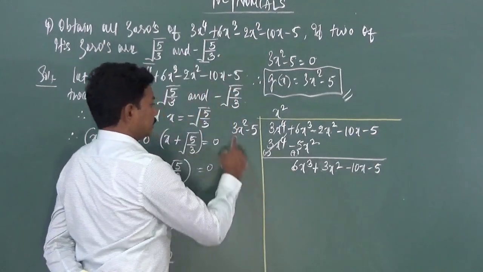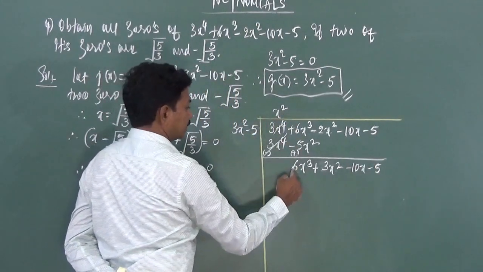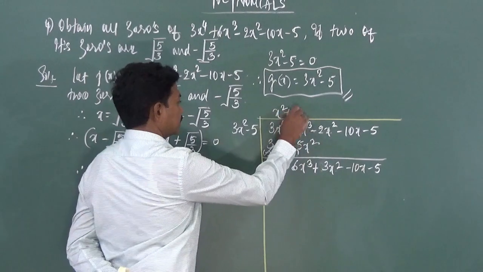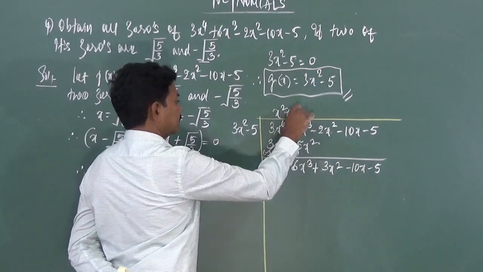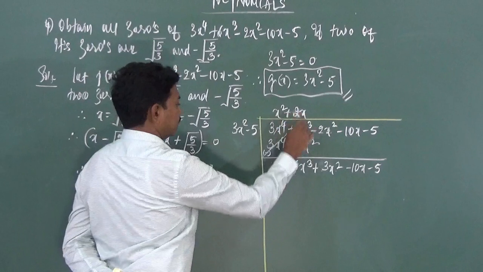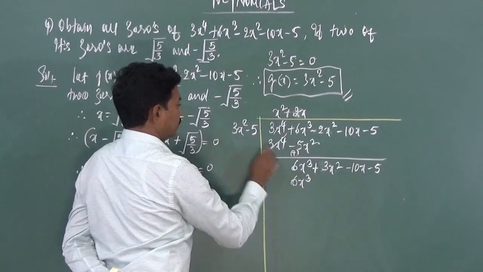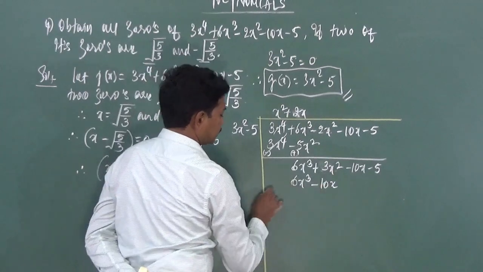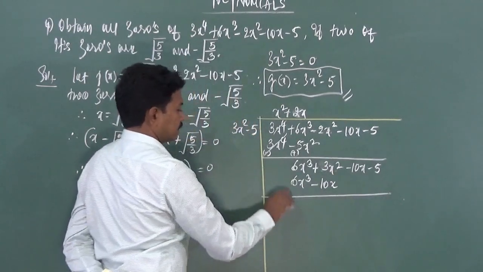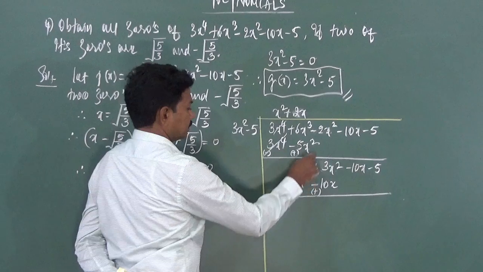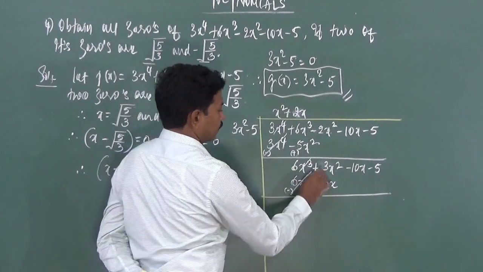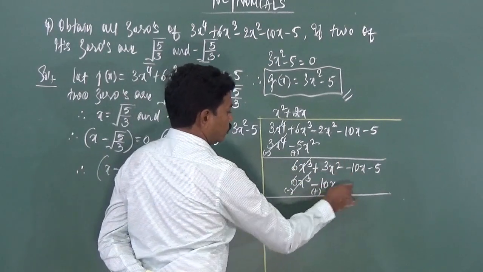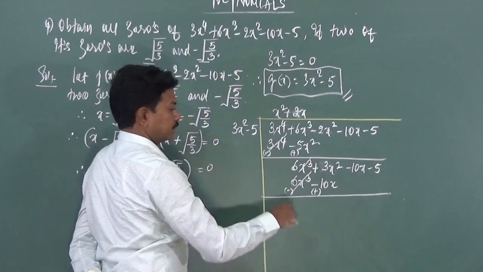It continues. So 3x square into what gives you 6x cube? It is just 2x. 3x square into 2x is 6x cube, minus 5 into plus 2x is minus 10x. So let us simplify this. This is minus and this is plus, it gets cancelled. So here for plus 3x square, no term is in the bottom to get simplified.